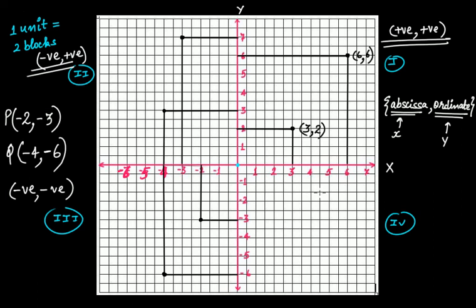So can you tell, in this case I'm going to take just one example. So let's say that you have to tell about this point.